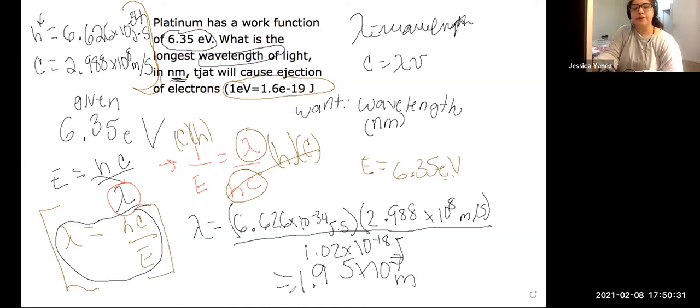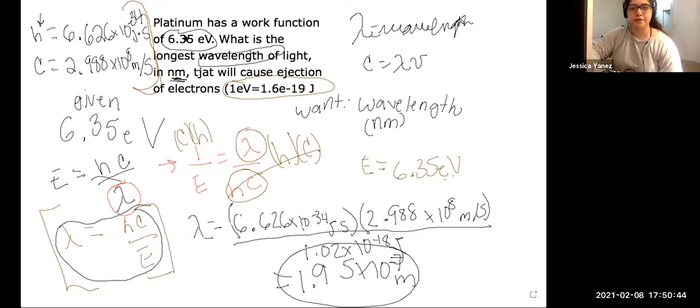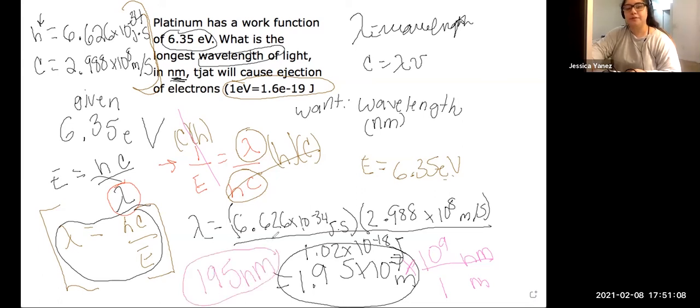So will this be our final answer? You have to convert it to nanometers. Right, we're going to have to convert it to nanometers. So it would be meters at the bottom and nanometers at the top. We know that 1 meter is 10 to the 9 nanometers, and if you convert that, it is equal to 195 nanometers. That would be our final answer for this question.